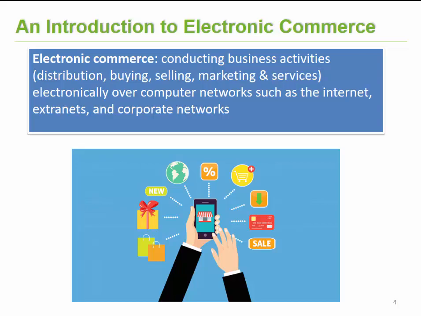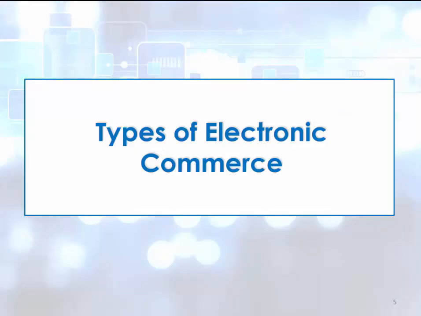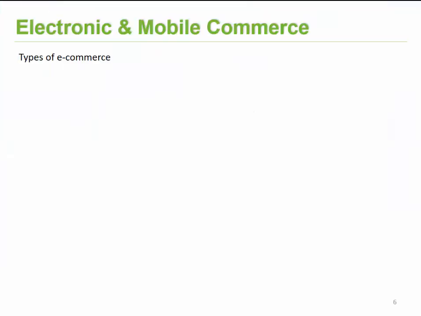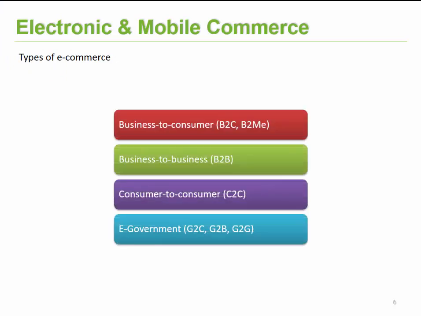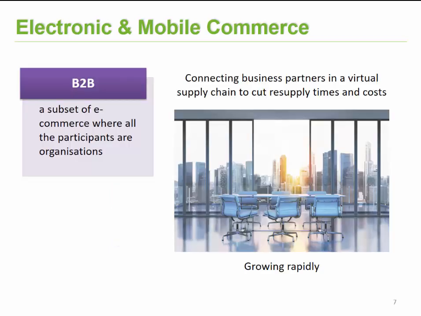Now let's proceed and talk about types of e-commerce. Now, as mentioned, we do get 4 main categories. We get business to consumer, business to me, we're going to talk about that shortly as well, business to business, consumer to consumer, and then e-government type services. Now let's start off with the second one, business to business.